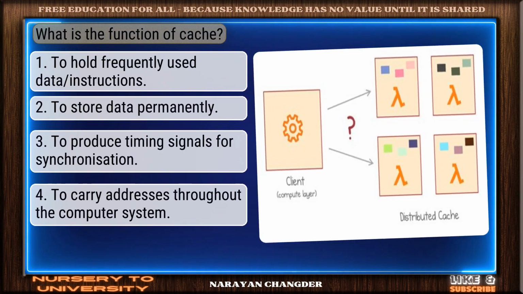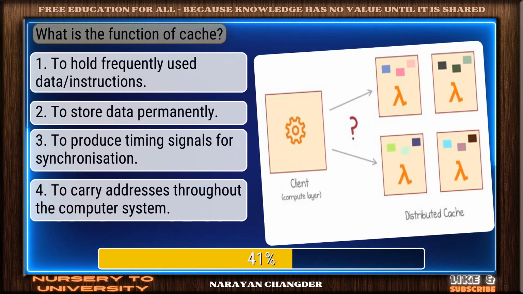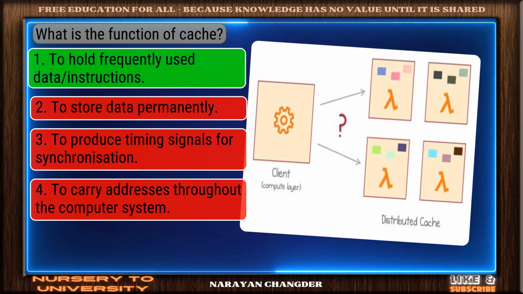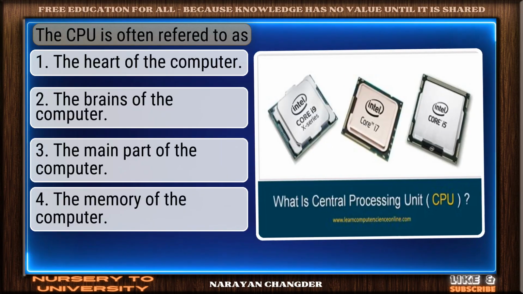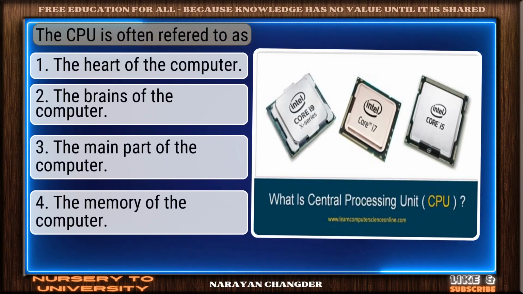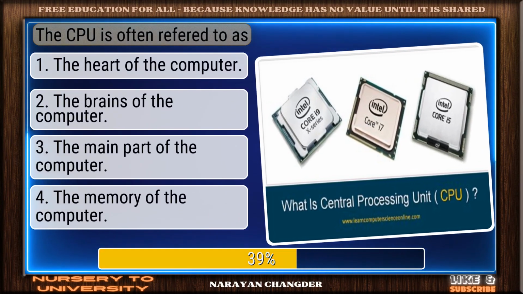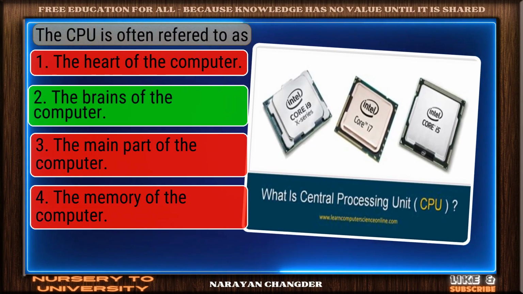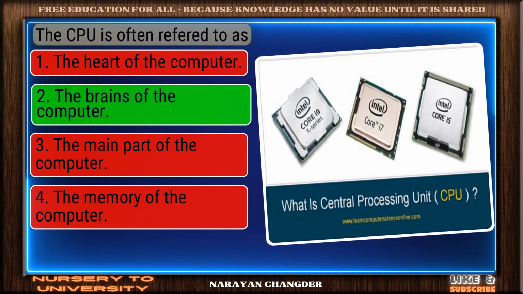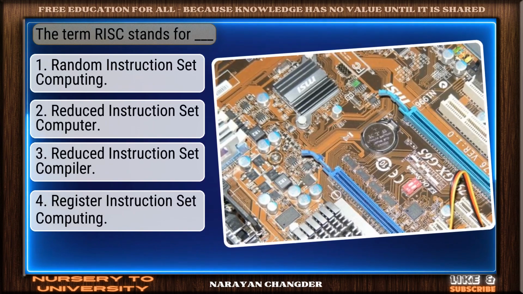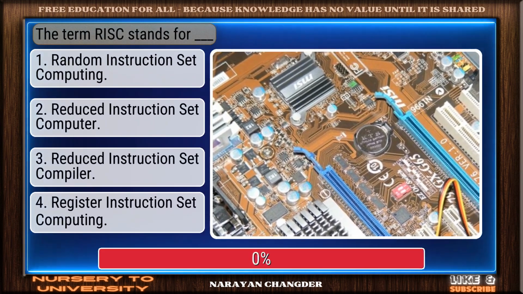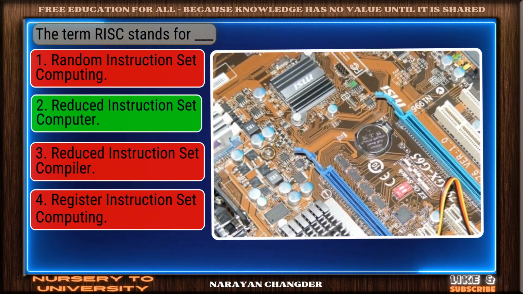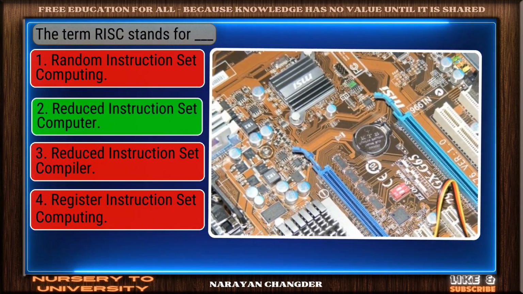Question number 64. What is the function of cache? Smart move. To hold frequently used data instructions is an accurate answer. Question number 65. The CPU is often referred to as? You're right. The brains of the computer is the correct answer. Question number 66. The term RISC stands for dash. Well reasoned. Reduced instruction set computer is the correct choice.